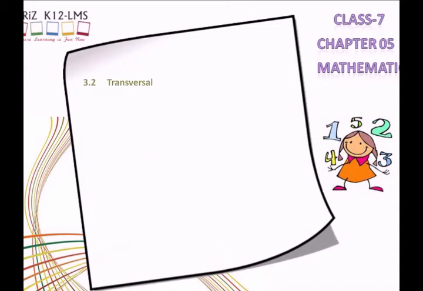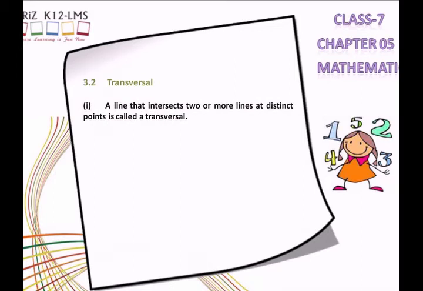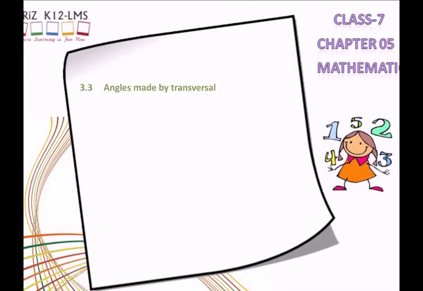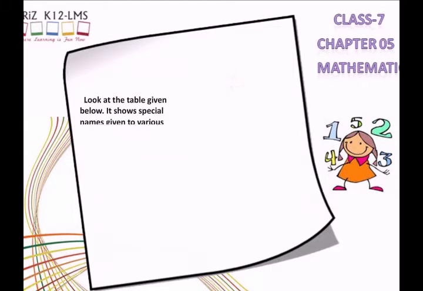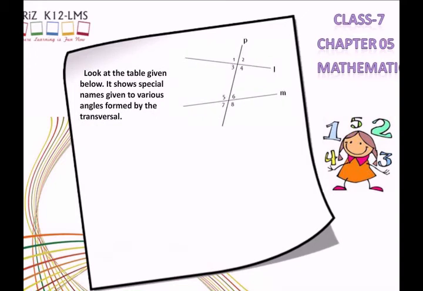3.2. Transversal. A line that intersects two or more lines at distinct points is called a transversal. Example, as shown in figure. 3.3. Angles made by transversal. We can see in the figure given below that P is a transversal on lines L and M. It makes 8 angles with them. Look at the table given below. It shows special names given to various angles formed by the transversal.